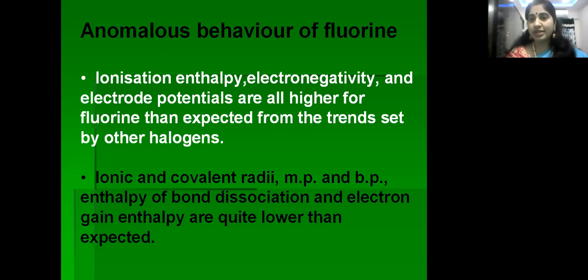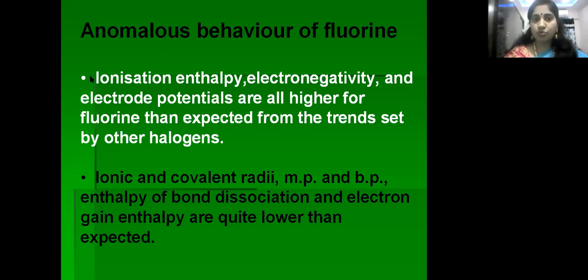Because the outer shell is the second shell, that's why fluorine belongs to the second period. So that's why fluorine shows some anomalous behavior when compared with the remaining elements of the same group, right? So what are the anomalous behaviors of fluorine? Let us see. Ionization enthalpy, electronegativity, and electrode potentials are all high for fluorine than expected from the trends seen by other halogens. When compared with other elements of group 17, fluorine is having higher values than expected.